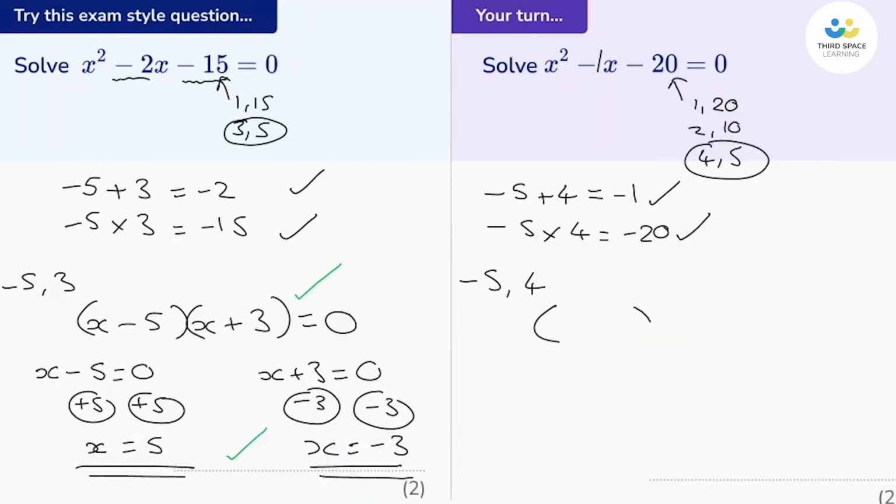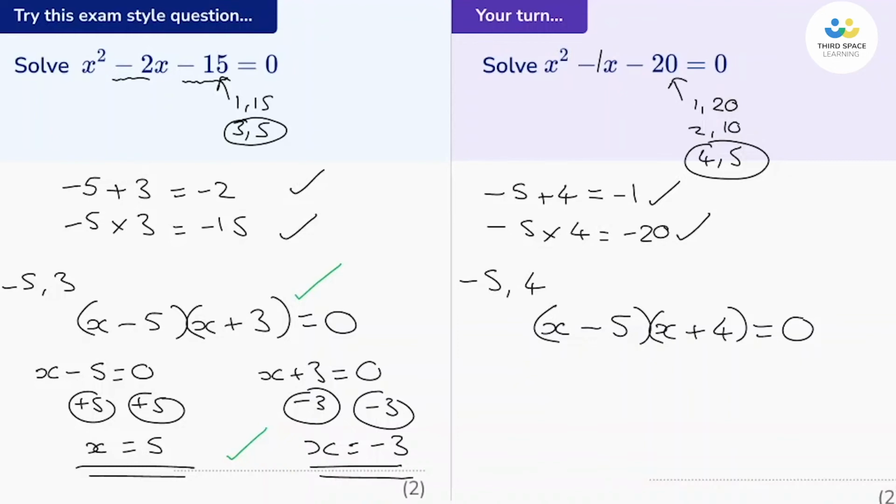So let's open up a pair of double brackets. Because the variable is x, we'll put an x at the start of one and at the start of the other one. And then we'll put those numbers in. So negative 5 and positive 4. And remember, that equals 0.